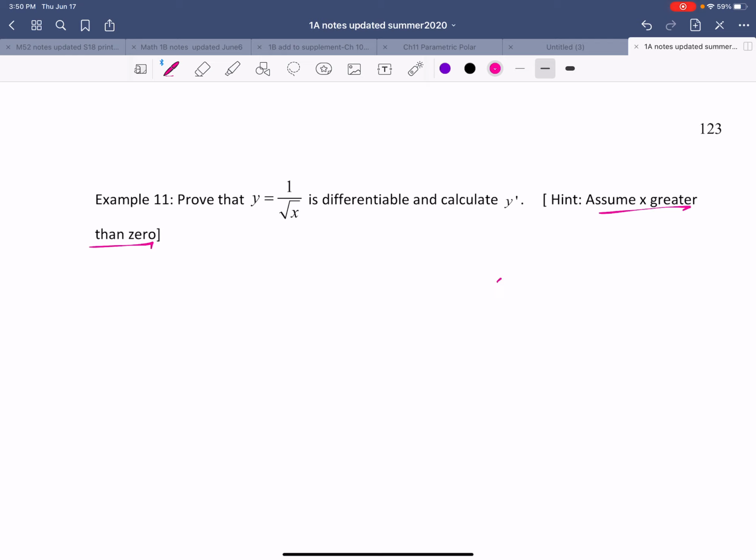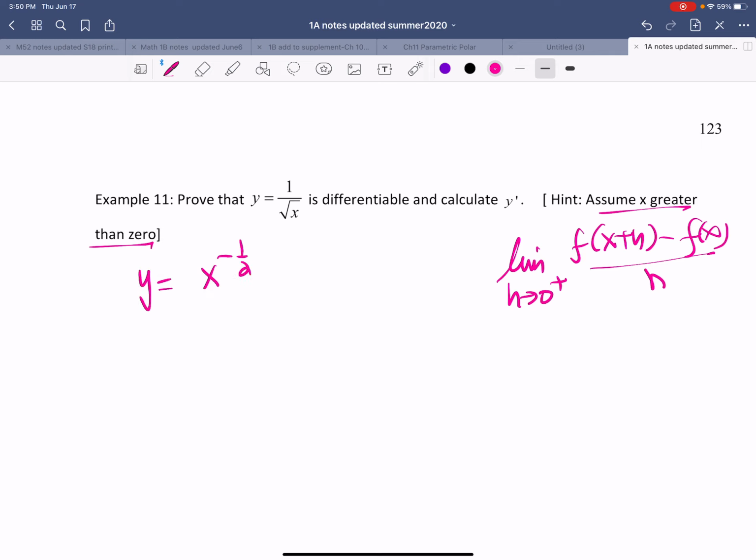So we can prove by doing the limit as h approaches 0 from the right hand side of f of x plus h minus f of x divided by h. We can use this to prove that the function is differentiable, and to calculate y prime, we can write y as x to the power negative 1/2, because it's the same thing as 1 over square root of x, and y prime would be negative 1/2 times x to the power negative 1/2 minus 1. So y prime is negative 1/2 x to the power negative 3/2, and that would be the derivative in this case.